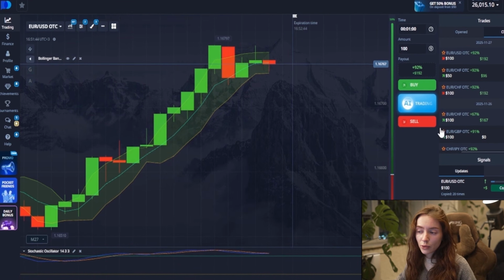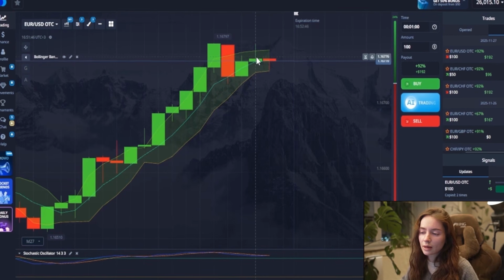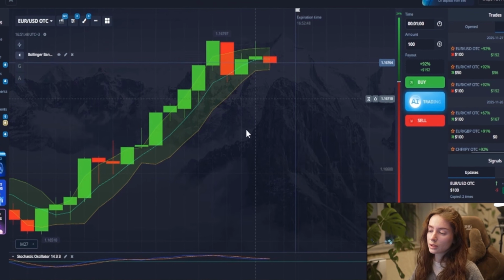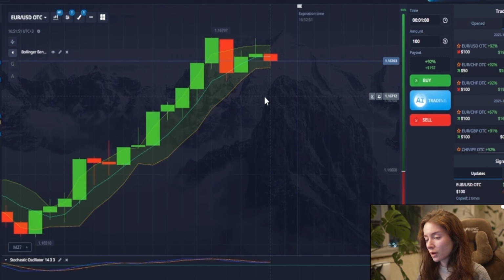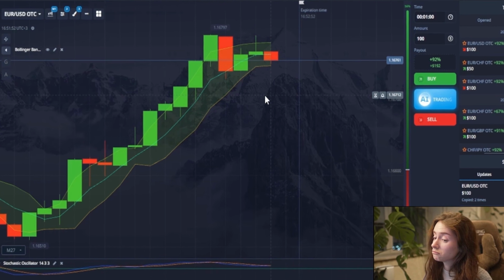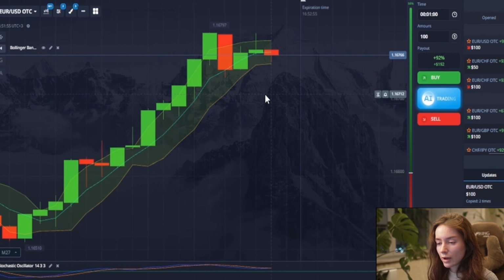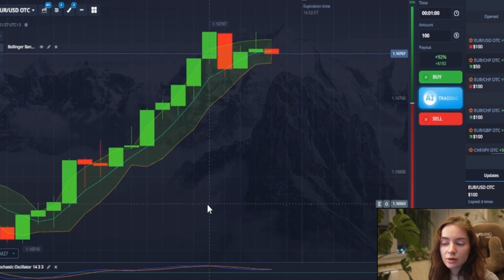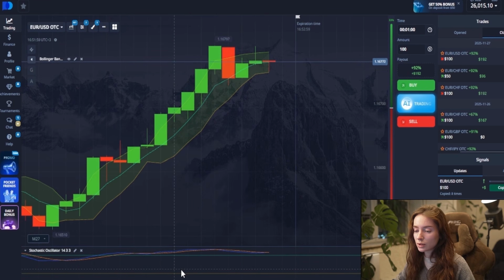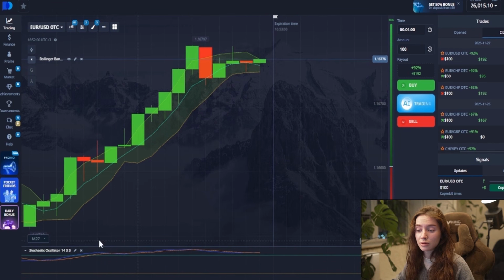All the signals pointed to a sell, despite the candle staying in profit for a long time. The indicator still showed that opening a sell here was more favorable and had a higher probability of success. And that's exactly what we did. As you can see, the second trade also closed in profit. Now I think we'll move on to the third trade.